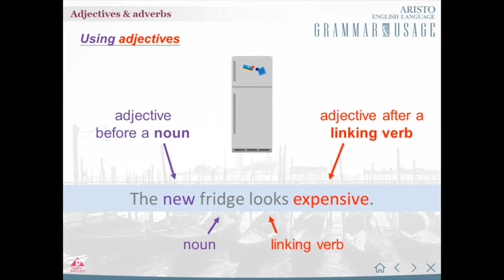The adjective new comes before the noun fridge. It tells us what kind of fridge it is, a new one. The second adjective, expensive, comes after the linking verb look. This adjective tells us more about the fridge's appearance.